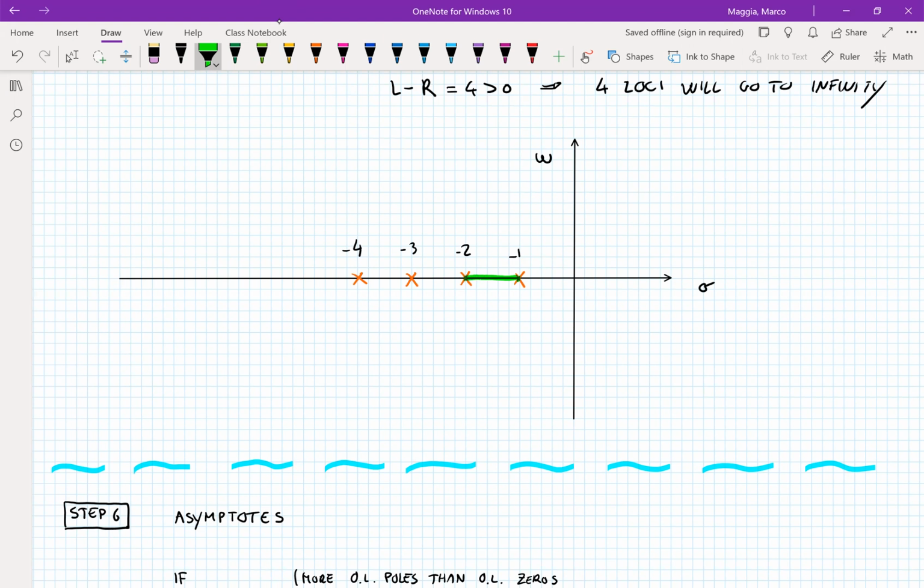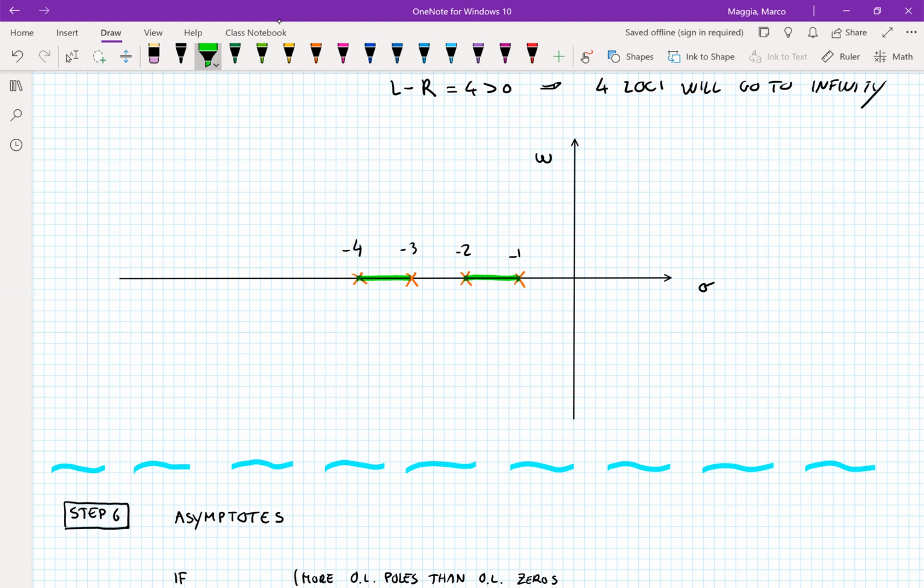Now we have a total number of 2. 2 is even, so whatever is to the left of it does not belong until we hit -3. Now we have a total number of 3 open loop poles. 3 is odd, so to the left we have a segment that belongs. We hit -4. Now we have a grand total of 4. 4 is even, so to the left nothing belongs to the root locus on the real axis.